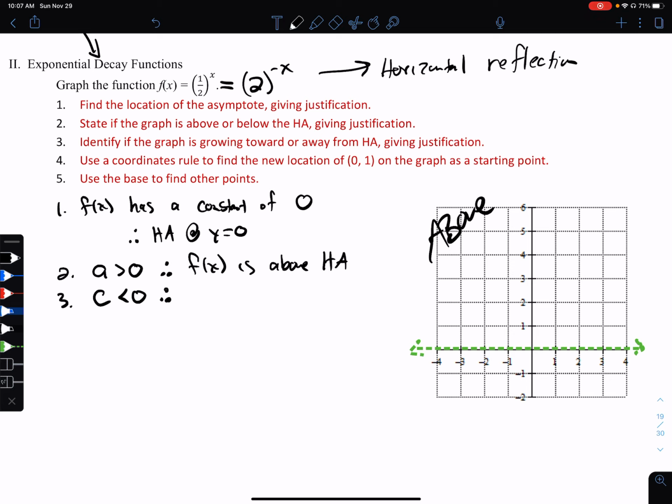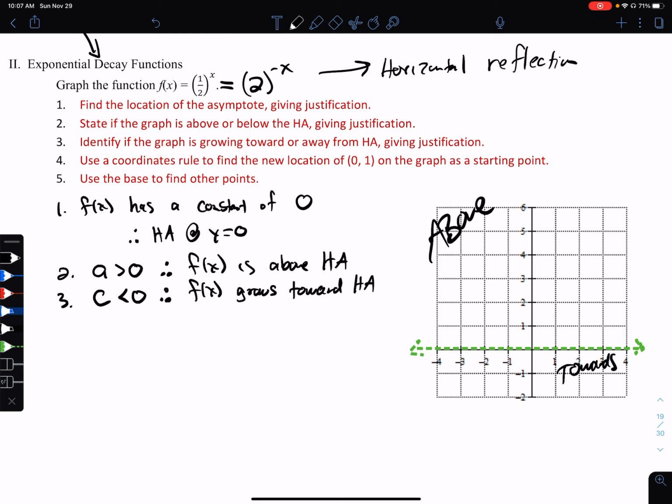Anytime that happens, f of x grows towards the horizontal asymptote. So I'm just going to write the word towards over here on the right. As we go right, our graph should be getting closer to the horizontal asymptote.